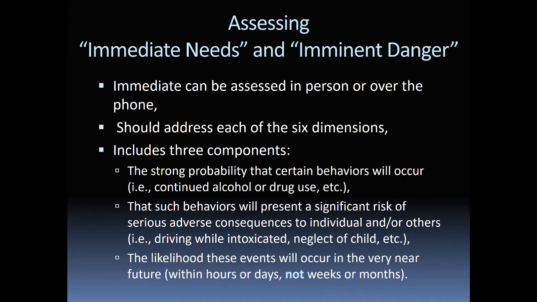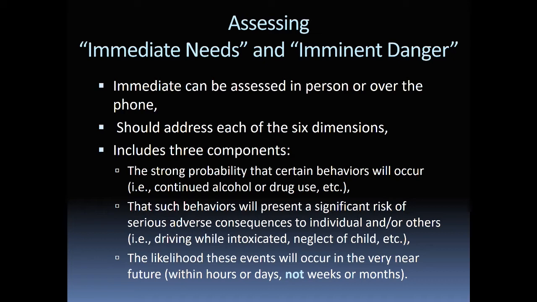Okay, assessing immediate needs and imminent danger. Immediate needs can be assessed in person or over the phone, should address each of the 6 dimensions and include these components. The strong probability that certain behaviors will occur. So some examples given: continued alcohol or drug use. That such behaviors will present a significant risk of serious adverse consequences to the individual and or others, possibly while they're driving or the neglect of a child. And the likelihood these events will occur in the very near future, within hours or days, not weeks or months.